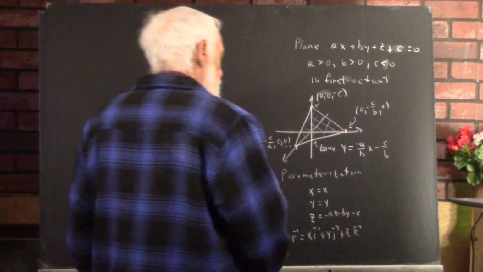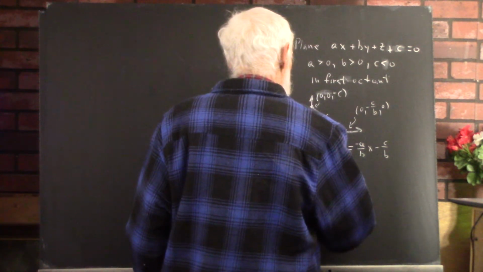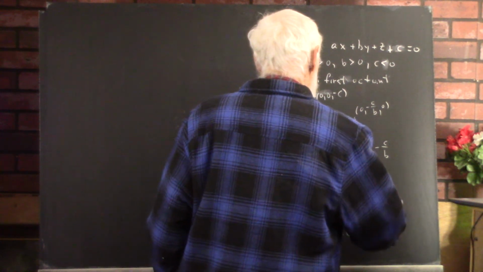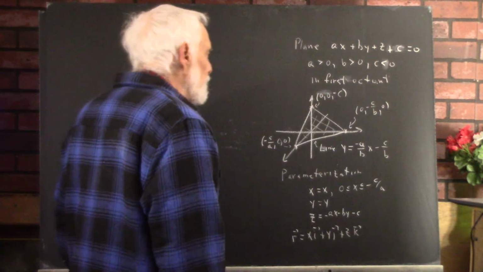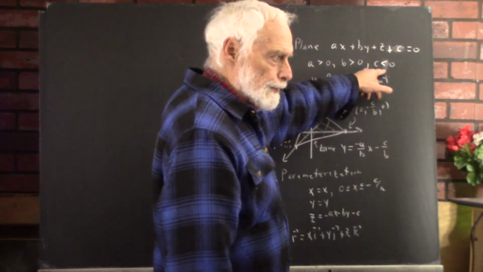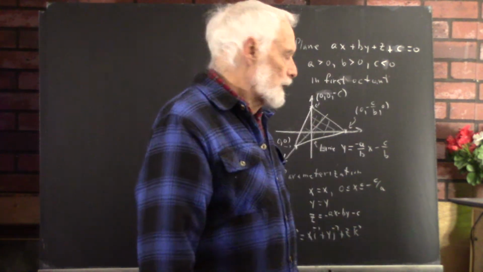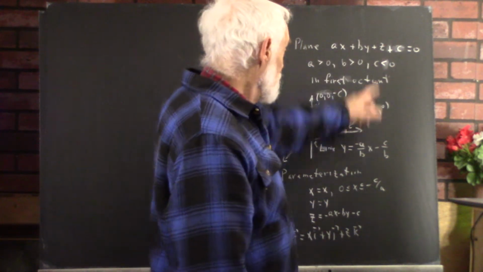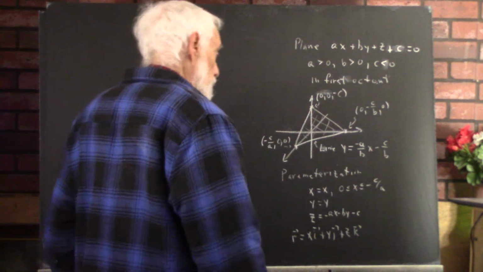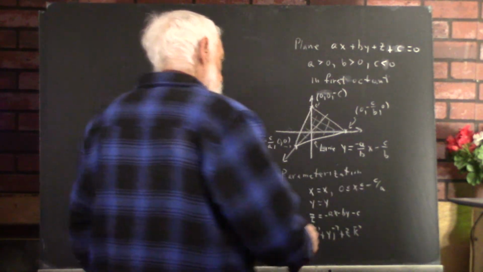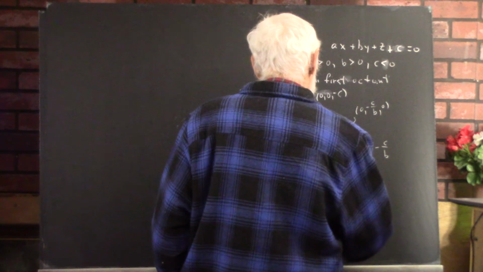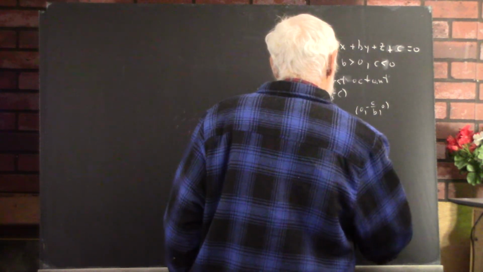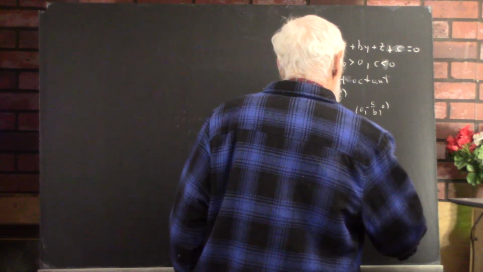So now the parameterization, x can go from 0 to negative c over a. Not remembering that c is less than 0, it might have been more elegant if I'd just used a minus c here. Okay. And then c could have been greater than 0, it would look a little better, but I did what I did, so we're going to live with it. And then y is going to go from 0 to negative a over b x minus c over b.